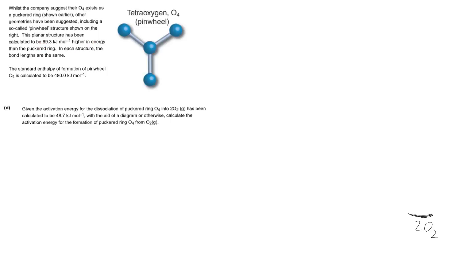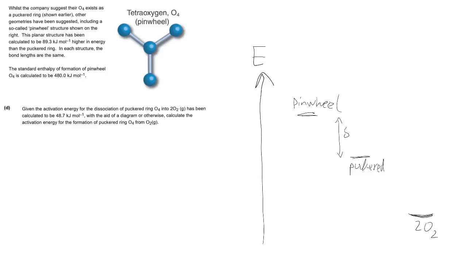So if we put on our diagram the 2 other energies that we have, this doesn't have to be to scale at all. In fact, you don't know what the numbers are yet. This is just for your own benefit. And if we can add on an energy axis as well, this is increasing enthalpy. Okay, so we now know that the Packard ring structure is lower in energy than the pinwheel, linear pinwheel. And let's put on the numbers that we're given in the question. So the planar structure is 89.3 kilojoules per mole higher, so this difference here is 89.3 kilojoules per mole.